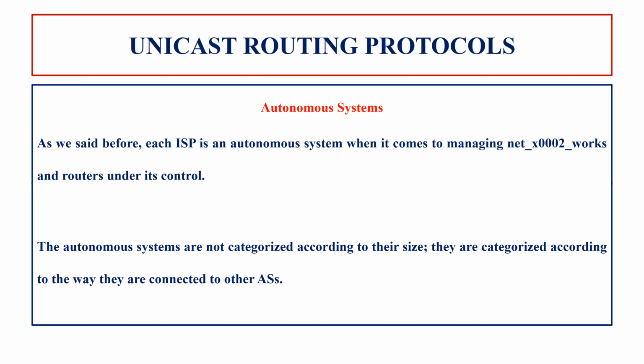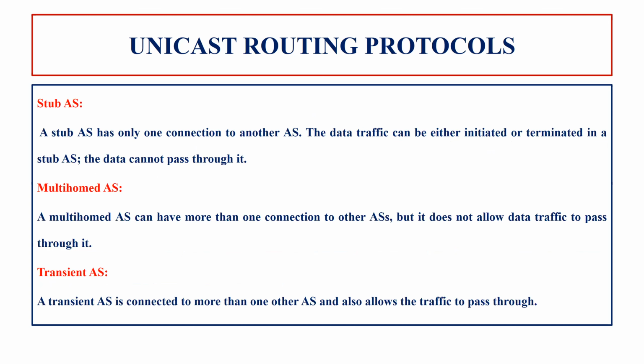Next, we have to discuss something more about autonomous systems. Each internet service provider is an autonomous system. Each one has its own addressing and routers under its control. Autonomous systems are not categorized according to size, but according to the way they are connected, so one can be large or small. A stub autonomous system has only one connection to another autonomous system. Data traffic can be either initiated or terminated in that stub autonomous system, similar to a point-to-point connection.